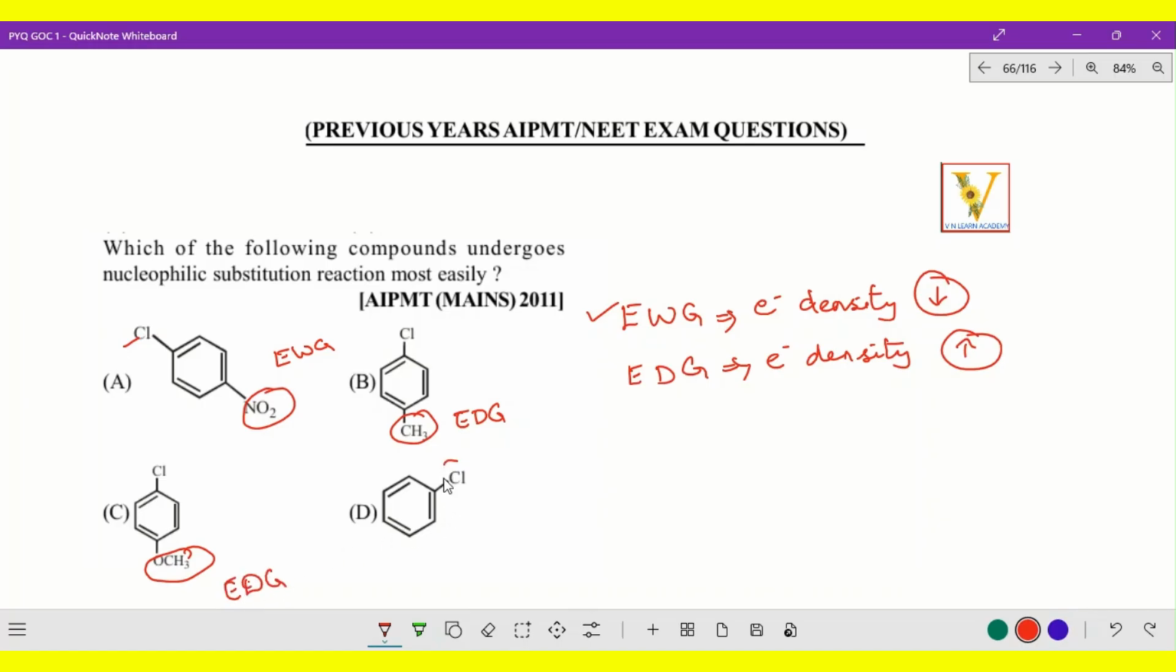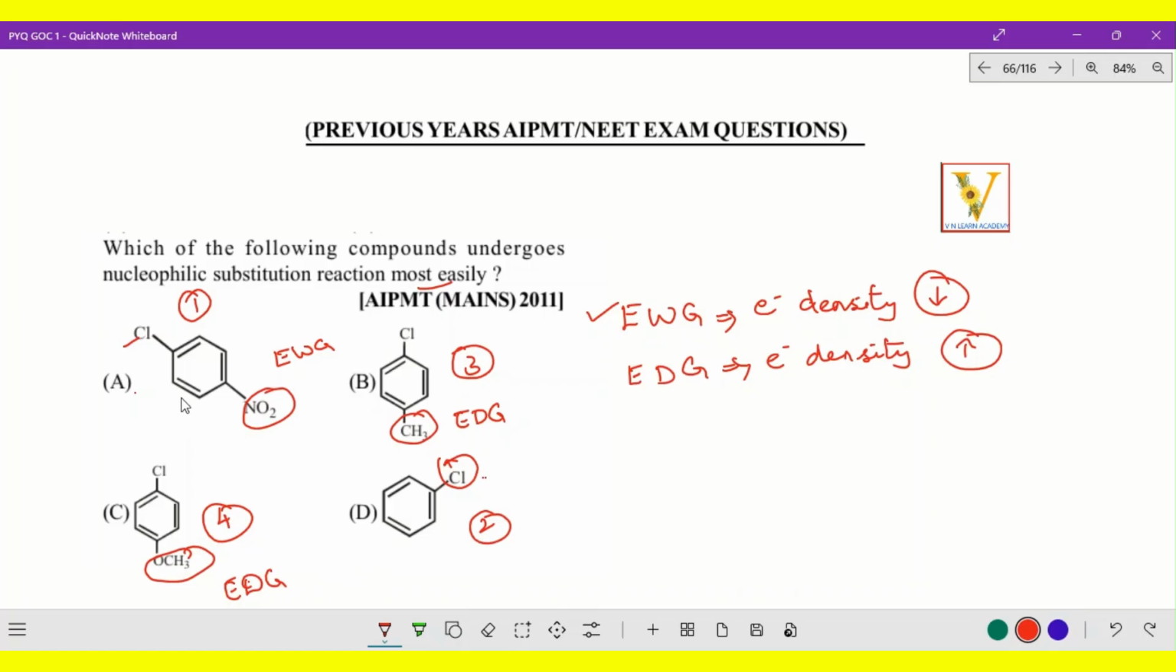Right, now here Cl is an electron withdrawing group. So in that way, which is the correct option? Most easily means Cl at the para position and the nitro group. This is the most easily. So if we give that order, this is the first one, and next one is this. Okay, so this is the second one, this is the third one, and this is the last one. I hope you got the clarity.